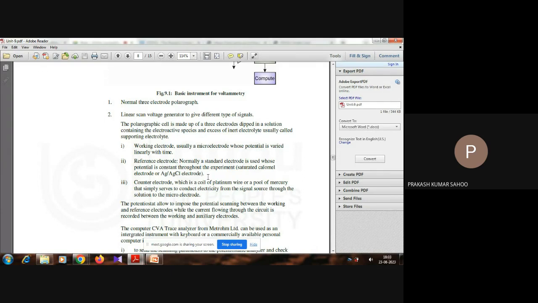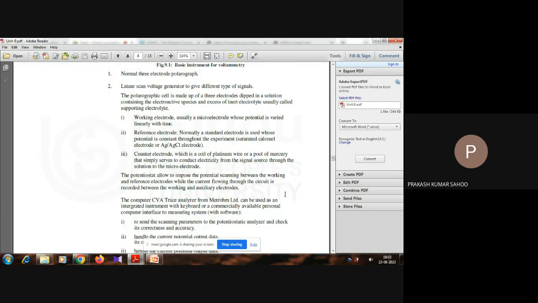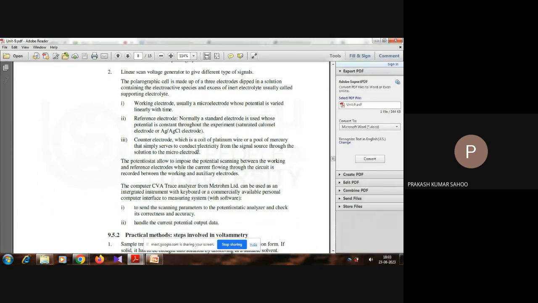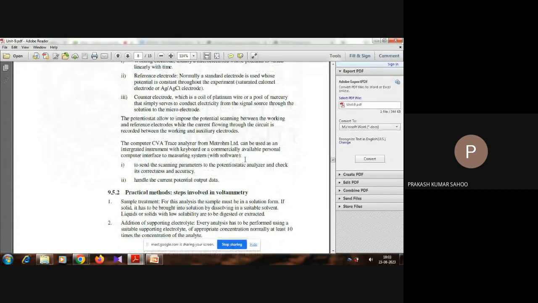The reference electrode is generally a saturated calomel electrode, that is SCE, or a silver chloride electrode. Then the counter electrode is generally a platinum wire or a pool of mercury that simply serves to conduct electricity, or it acts as the anode. The potentiostat is allowed to impose the potential scanning between the working and reference electrode, while the current flowing through the circuit is recorded between the working and auxiliary electrode, that is the anode, that is the counter electrode.